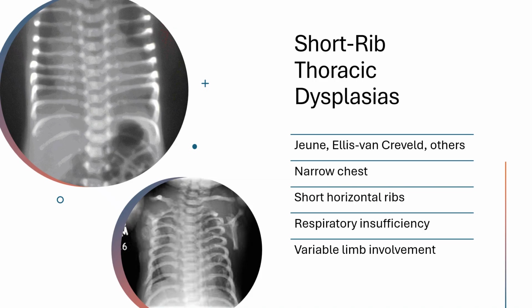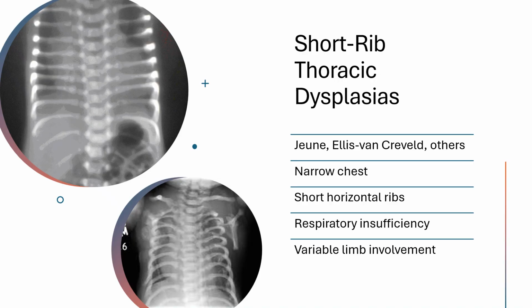The short horizontal ribs represent the anatomical foundation of this problem. Instead of developing the normal curved shape that creates adequate chest volume, these ribs grow in abnormally short, horizontal patterns that create a constricted chest wall. Imagine trying to build a barrel using staves that are too short. The resulting container would be narrow and inadequate for its intended purpose.